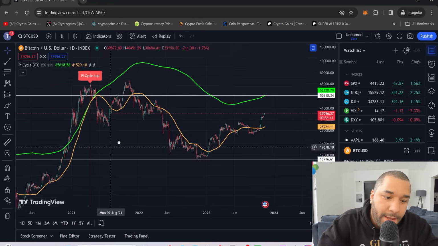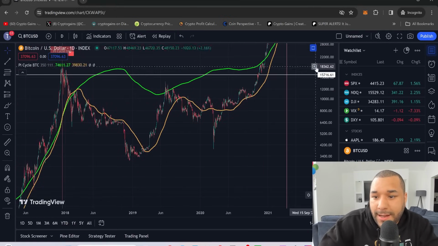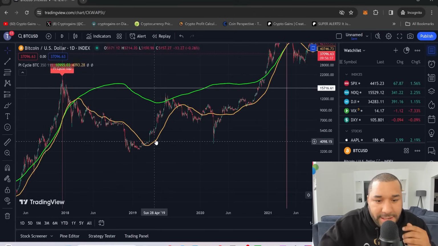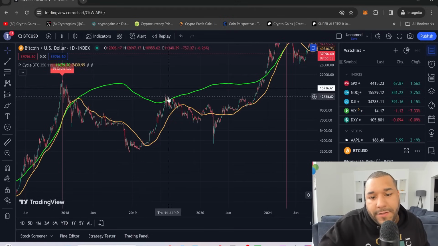Why did I say that? Because in many instances, that's what it's done. Here's an example. We saw a massive rally up to this green line, and then price fell down and came back to the orange line. In this instance, it fell down.